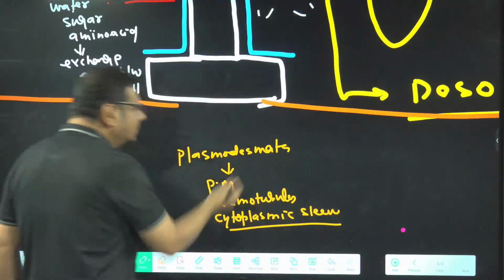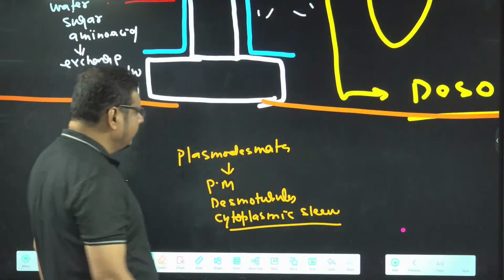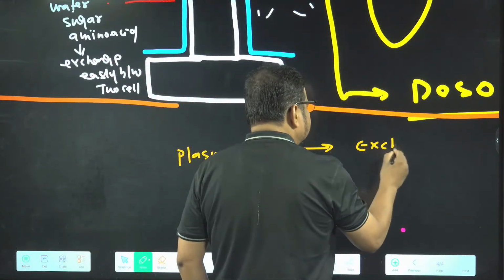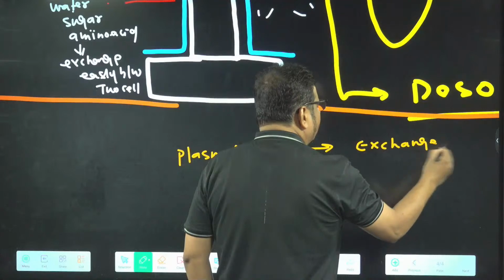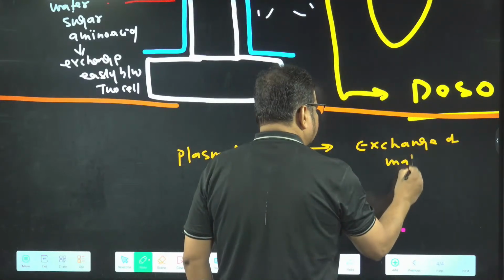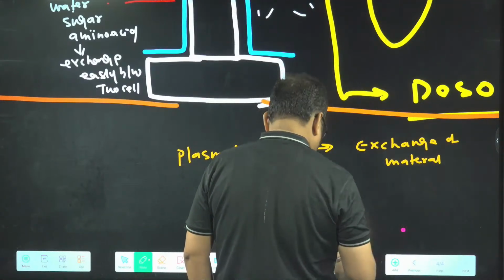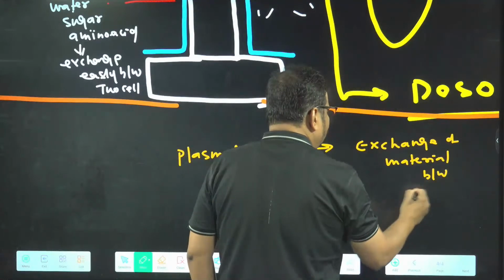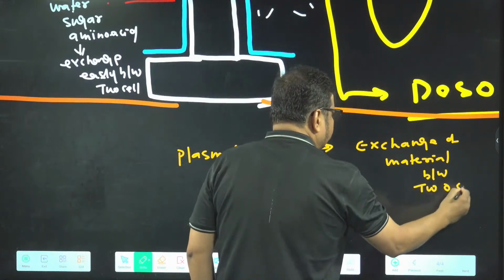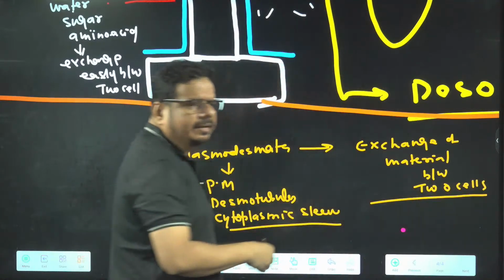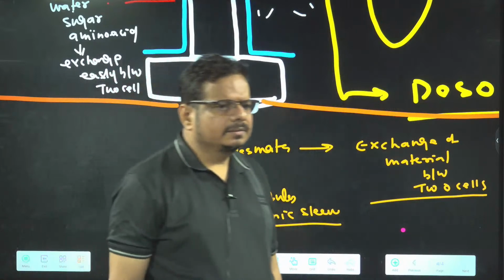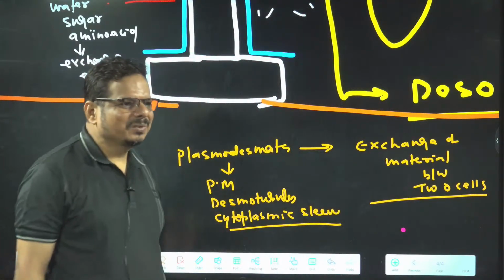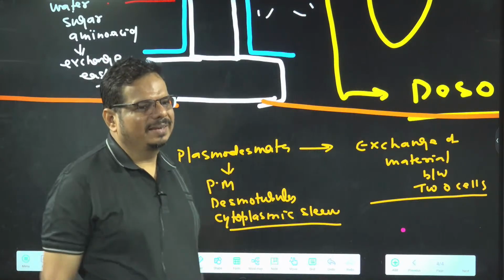And it is passing through what? Pits. Getting the idea? So plasmodesmata is responsible for exchange of material between two cells. Got the idea? Right? Clear? Done? So cell wall over. Cell wall over finally.